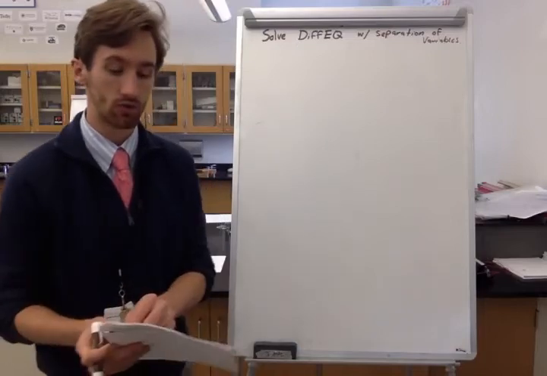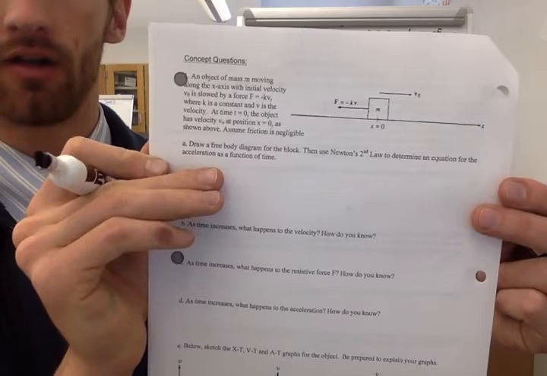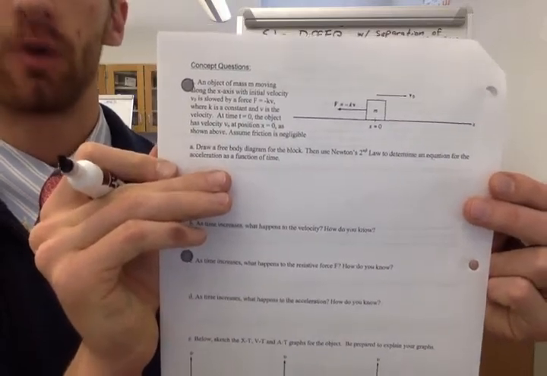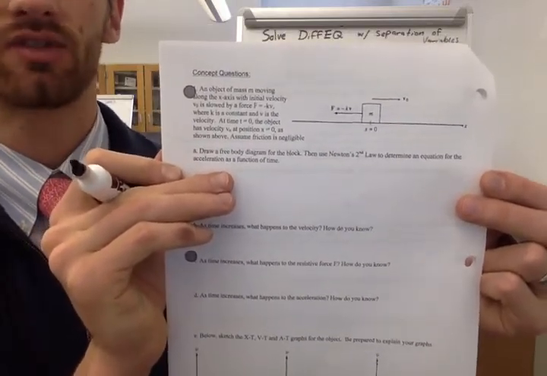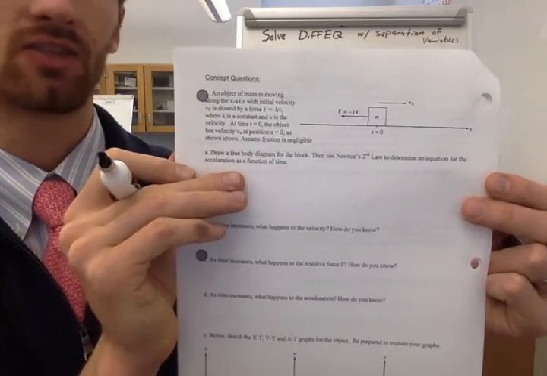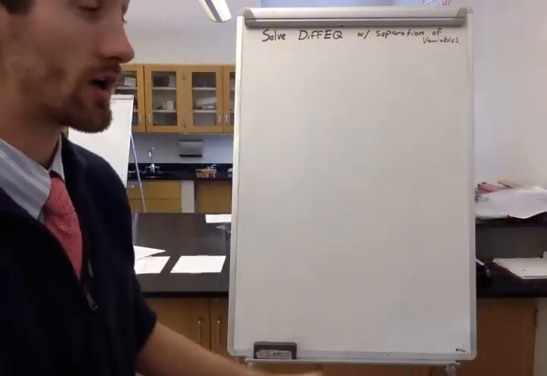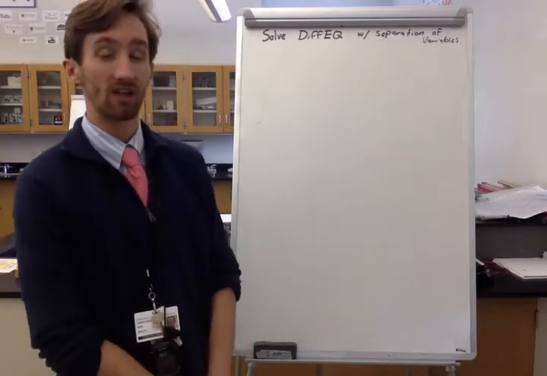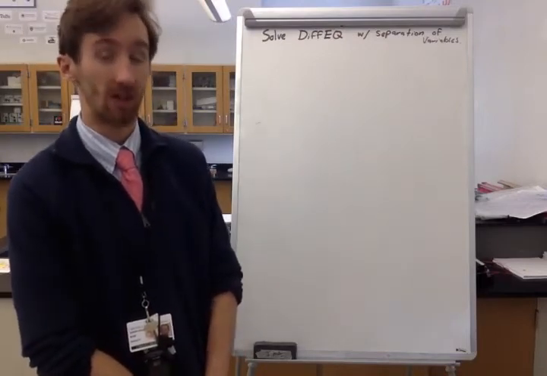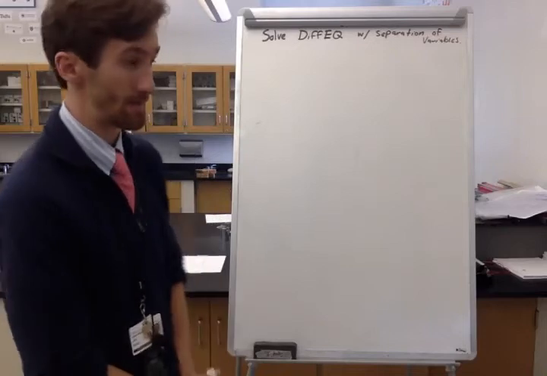Today we are going to be talking about solving differential equations using separation of variables. Specifically, we're talking about drag force. I'm here on question 1 from our notes pack where we have a box sliding with some initial velocity and it's experiencing a drag force of negative kV. We are trying to find an equation for the velocity as a function of time.